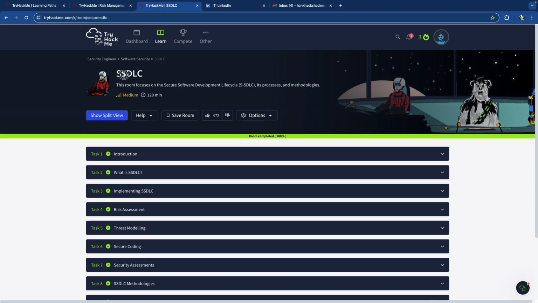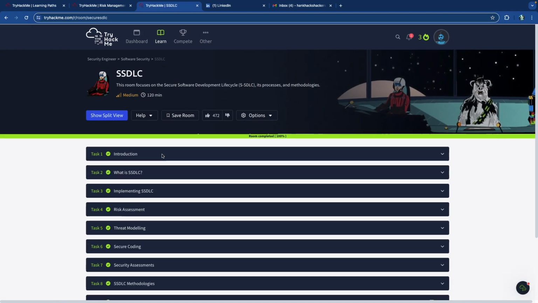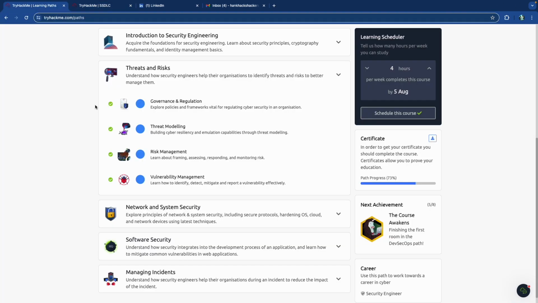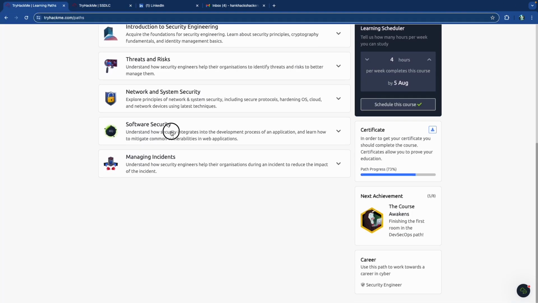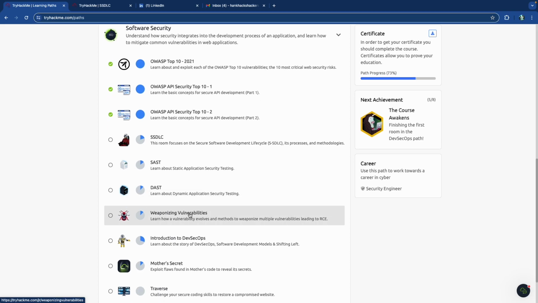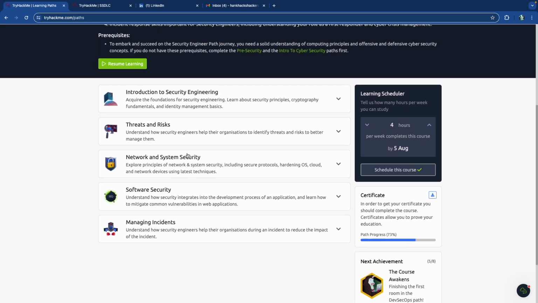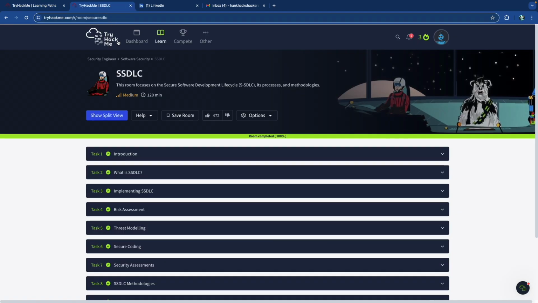Anyways, that was it for Secure Software Development Life Cycle. And we can move on to our next video, and we're actually making some pretty good progress here, which is SAST for static application security testing. And then we have dynamic application security testing, weaponizing vulnerabilities, so on and so forth. So we're making good progress here, but that was it for Secure Software Development Lifecycle.